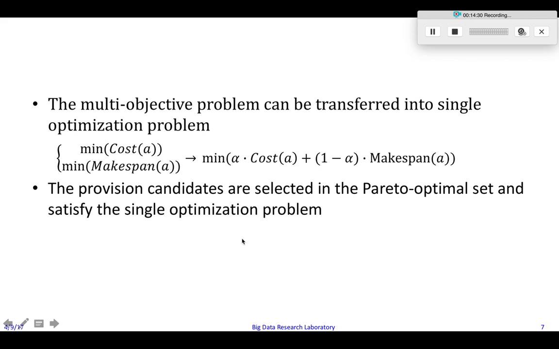And also the provision candidates are selected from the Pareto optimal set. At the same time, one solution inside should satisfy this single optimization problem.